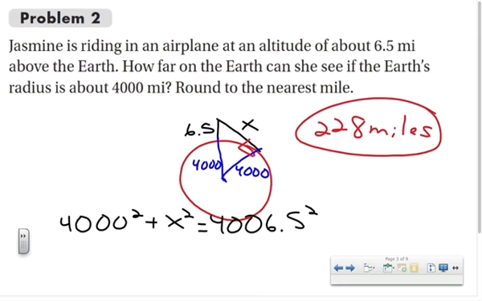Don't forget to hit equals. And then take the square root of that. And we're good?